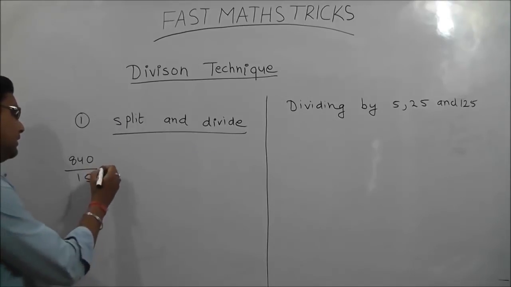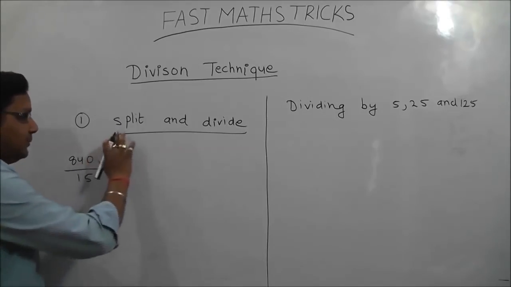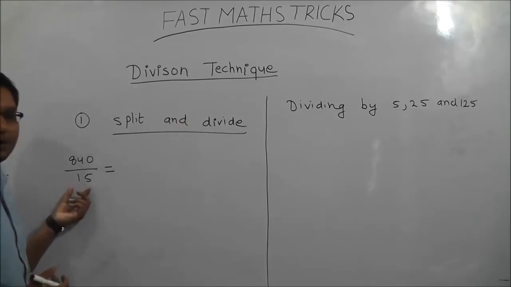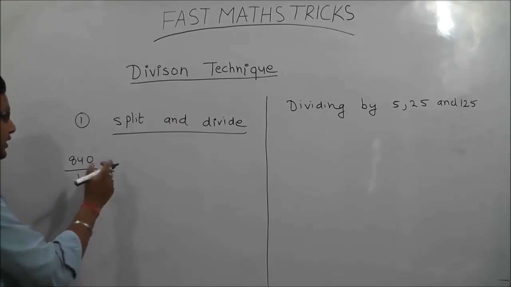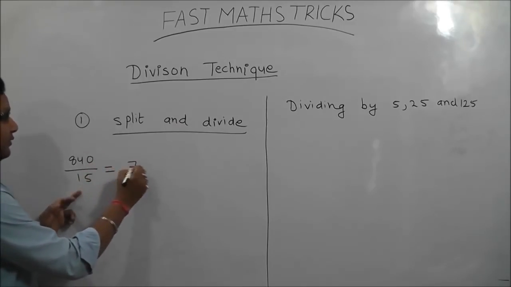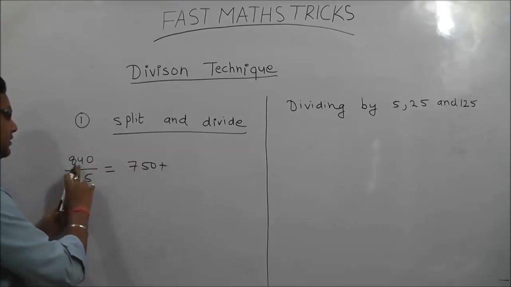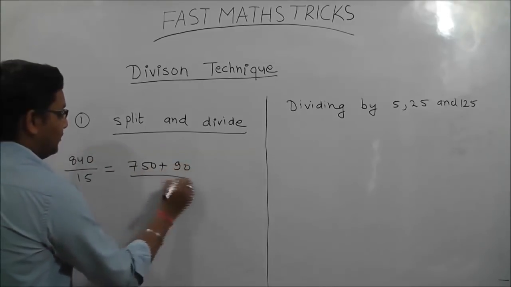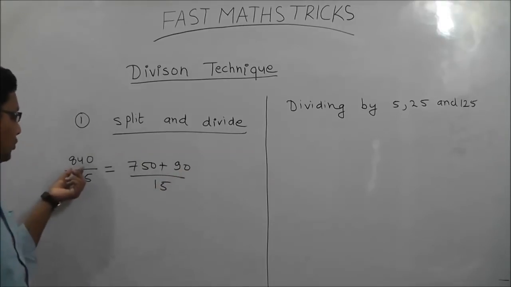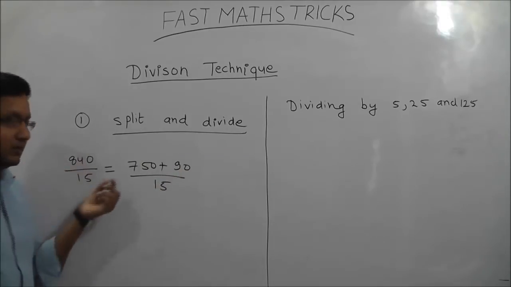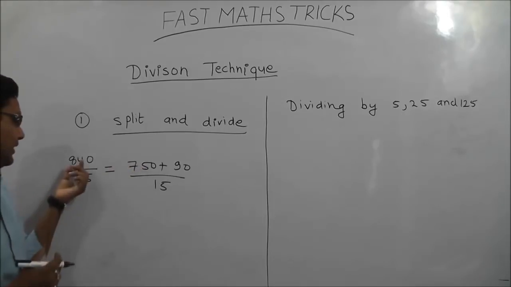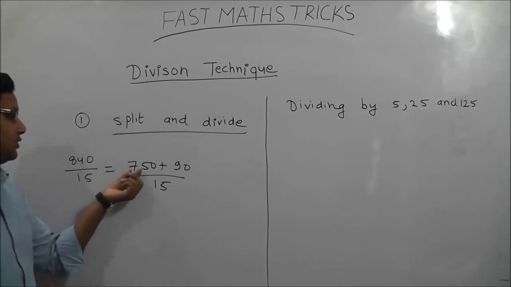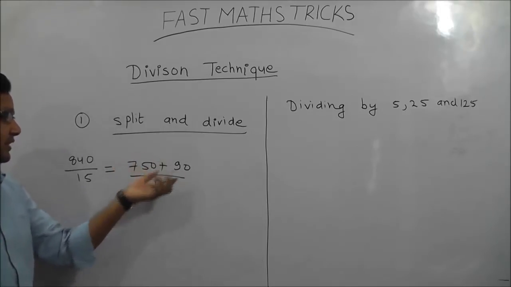So how will we divide 840 by 15? By the split and divide technique, we will split the numerator in multiples of 15. So 840 can be split as 750 plus how much will you get 840? 90 upon 15. See, we have to take a number which is nearby 84. So in a multiple of 84, 15 into 5 is 75. So 750 plus 90 upon 15.